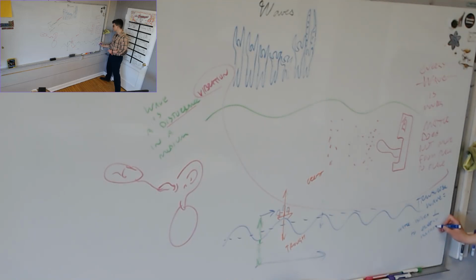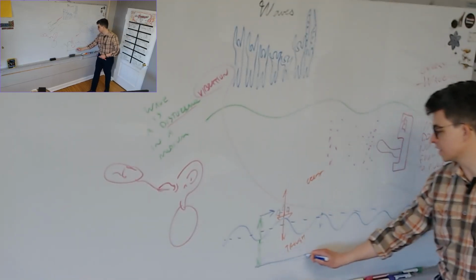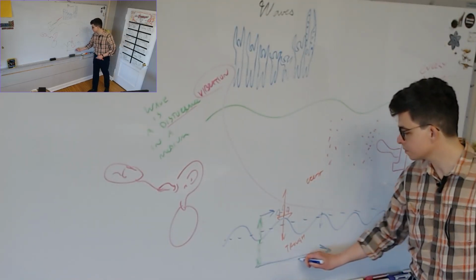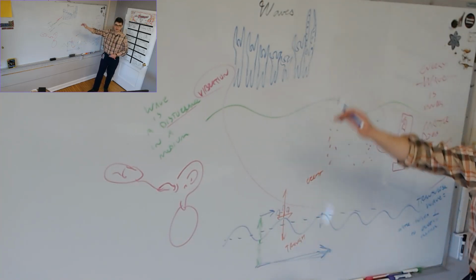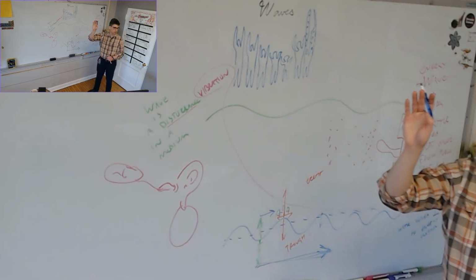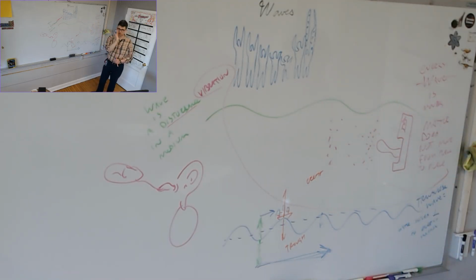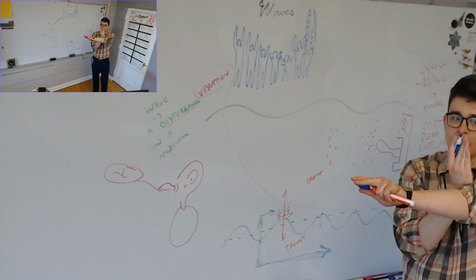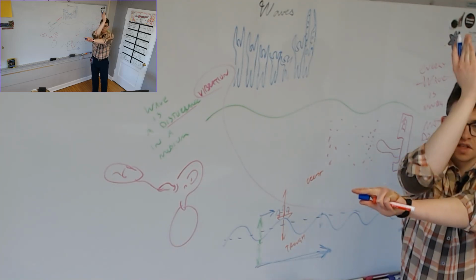So if we say the energy is moving generally from here to here, the matter oscillates perpendicularly to that. Do you know what the word perpendicular means? Yes, at right angles with. So if the energy is moving this way, the oscillation is this way.